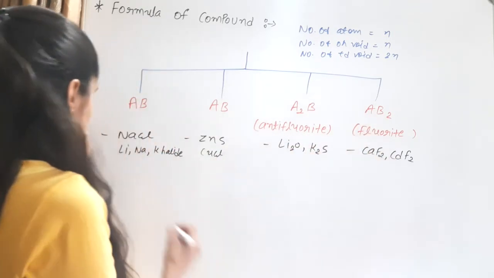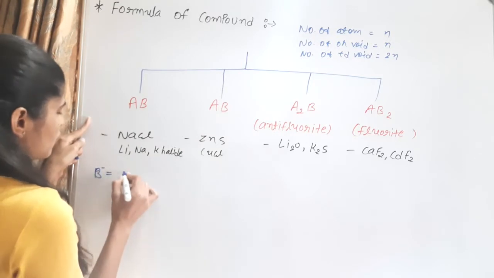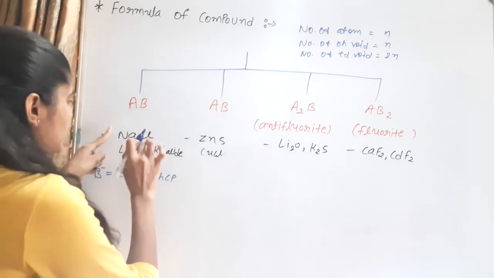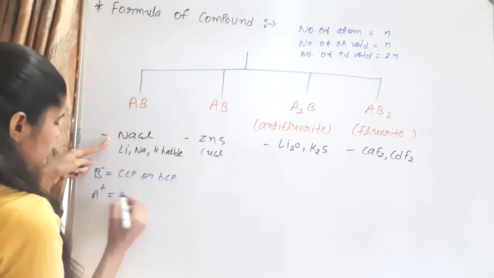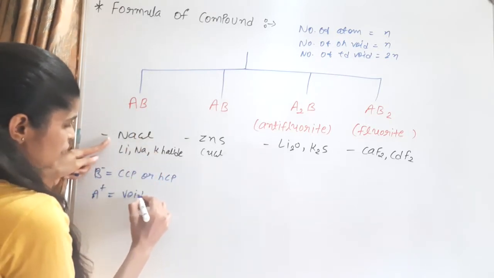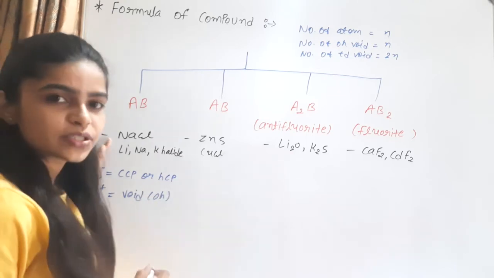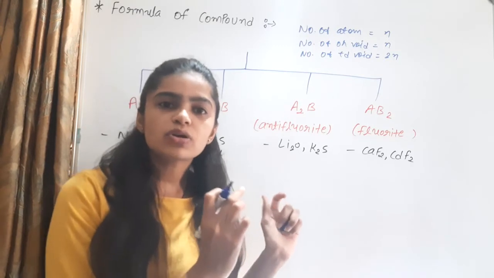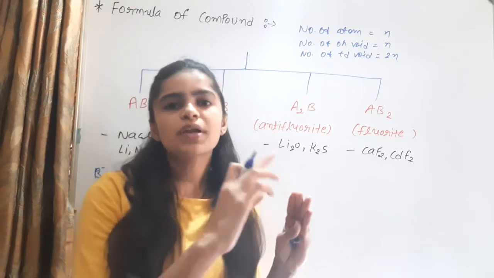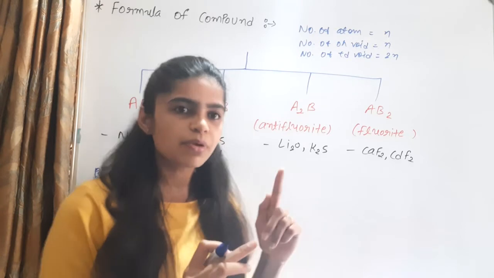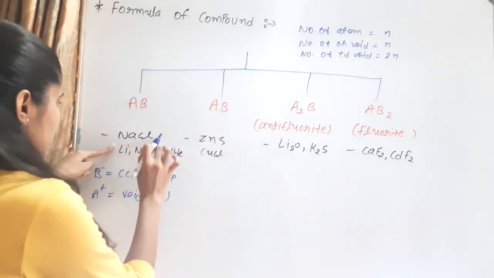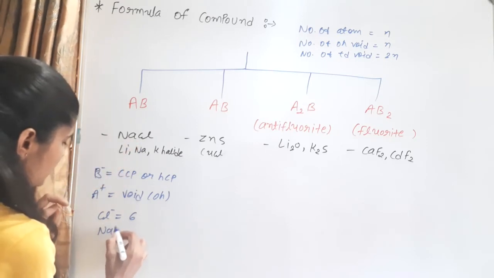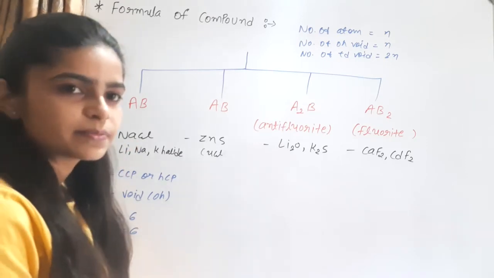In AB, B minus adopts CCP or HCP structure, and A plus occupies the voids. The void is an octahedral void. When an octahedral void is present, why is it known as octahedral? Because one atom is surrounded by 6, so its coordination number is 6. For example, NaCl: Cl minus coordination number 6 and Na plus coordination number 6.